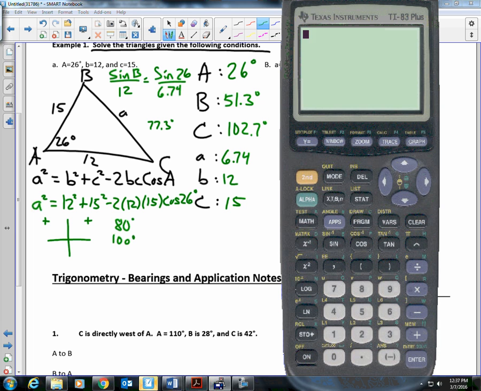Here's the problem. When you set out to do these problems, if you don't follow along with the decision tree I gave you, and you decide to solve for C first, you'll come up with 77.3. You're like, why would I come up with 77.3? That's because the sine of 102.7 is the same as the sine of 77.3. They're the same values. Your calculator doesn't know the difference. That's why you have to pay attention.